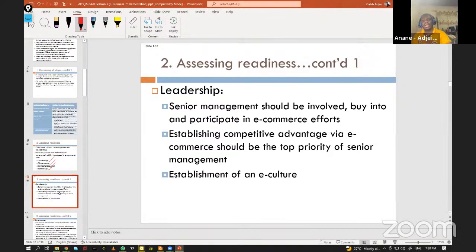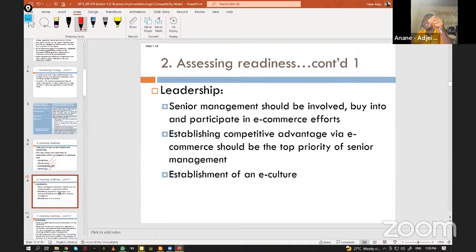Those who are at the helm of affairs must be interested and must be committed to the effective introduction of the e-business, because they are the bankrollers, the people who push money into the whole thing. So if they are not involved, if they are not aware, and if they are not enthused about the whole e-commerce or e-business system, then they can starve the whole project of money and the project will die off. So senior management must be involved. Number two, we should establish a competitive advantage through e-commerce.